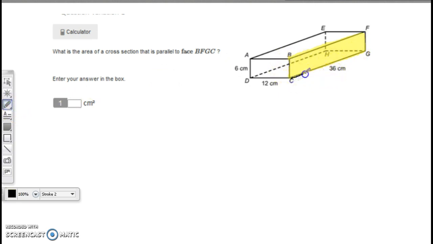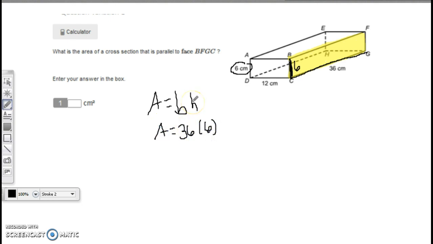All right, we know that this length is 36. And we also know, since it's a rectangular prism, if AD is 6, we can say that BC is also 6. So if we want to find the area, we would do base times height, which in this case would be 36 times 6. And that equals 216. And area is always our units squared.